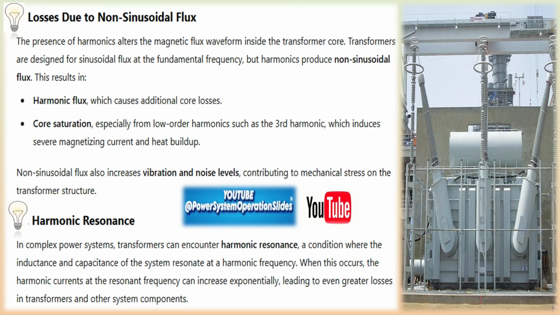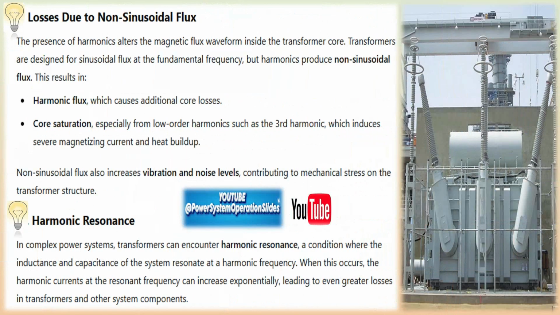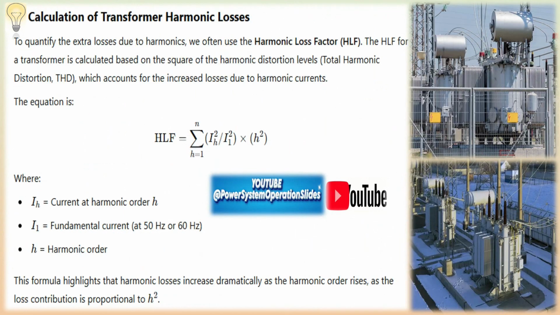Hysteresis losses occur in the transformer core as the magnetic field reverses direction with each cycle of the AC supply. Harmonics cause more frequent changes in the magnetic field, leading to additional hysteresis losses. Since these losses are dependent on the magnetic properties of the core material, higher frequency harmonics exacerbate this problem.